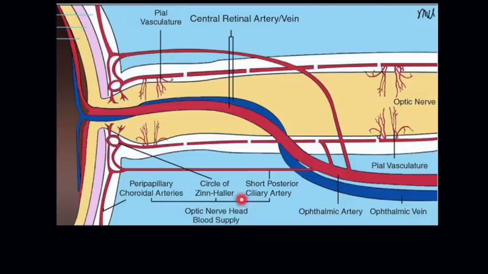Whereas you can see the short posterior ciliary artery again going up, piercing the sclera and forming the circle of Zinn-Haller. They also form the peripapillary choroidal arteries when they enter the choroid. And also these pial vessels are there. The pial vasculature, which are branches from the ophthalmic artery or from the central retinal artery, also supply the optic nerve head as well.